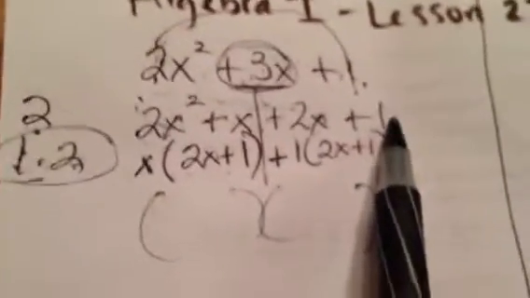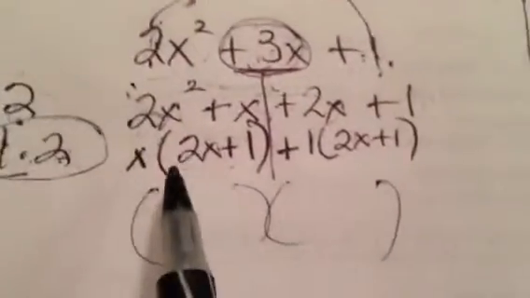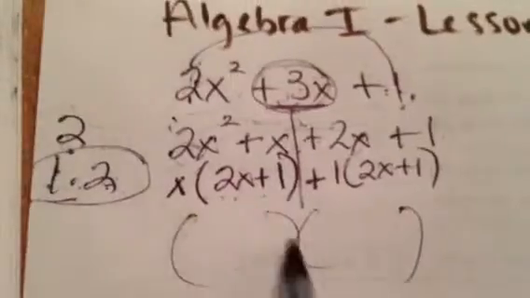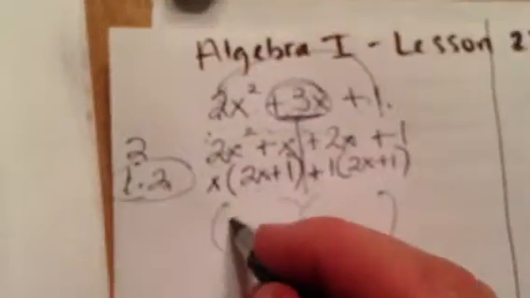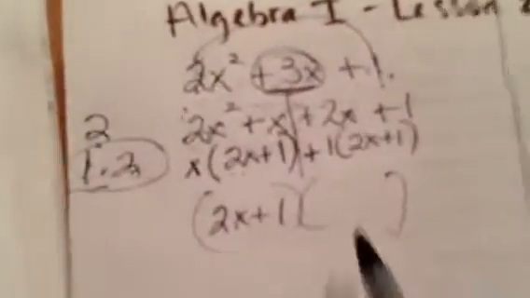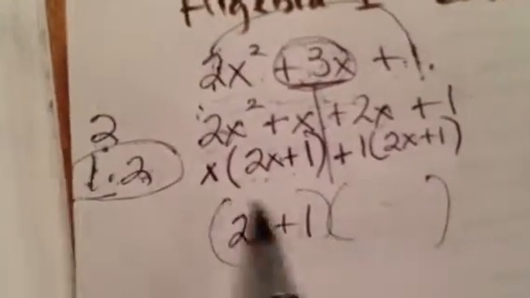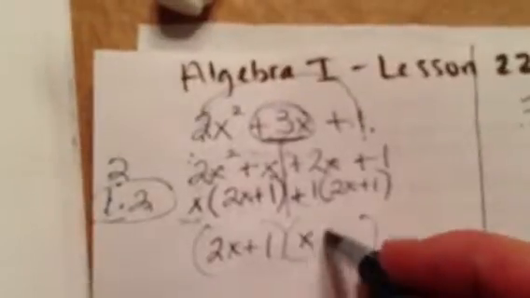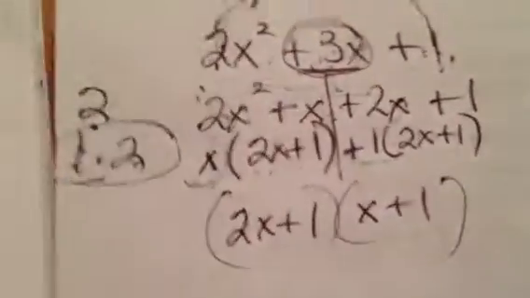Now this first one's kind of confusing, but that's okay. It's your first time to do this. Notice both sides have a 2x plus 1 in common, so you're going to put that in one set of parentheses. In your other set, you're going to put what's left. This side had an x, this side had a plus 1. So there we're going to do it. Now, there it is factored. That is your answer right there.